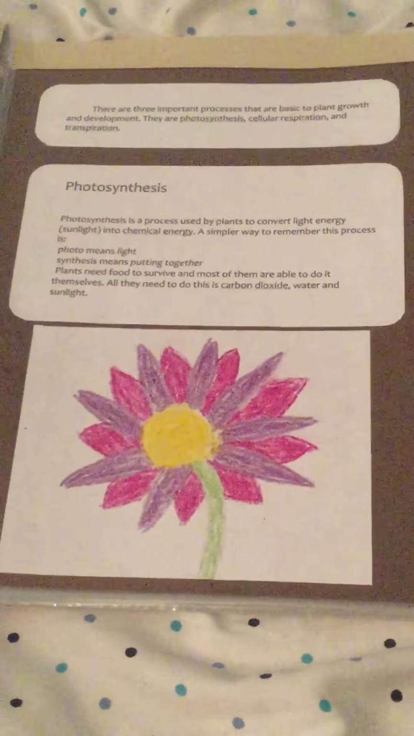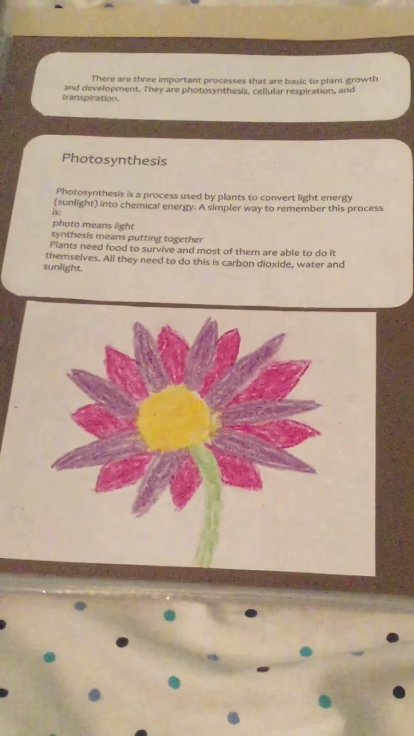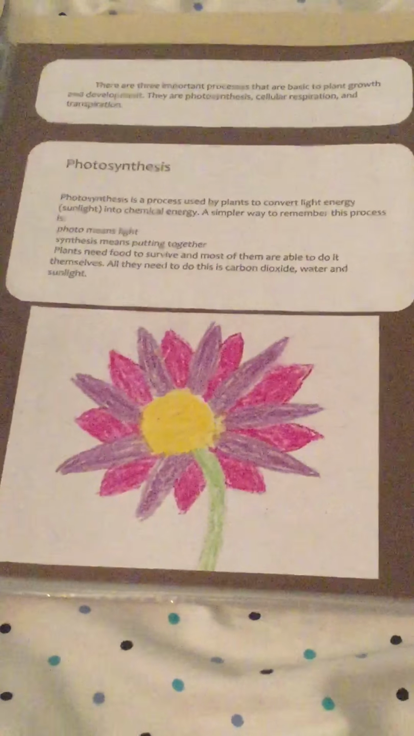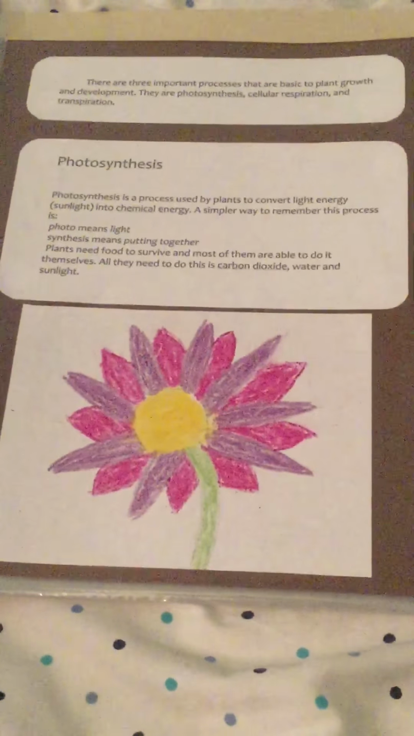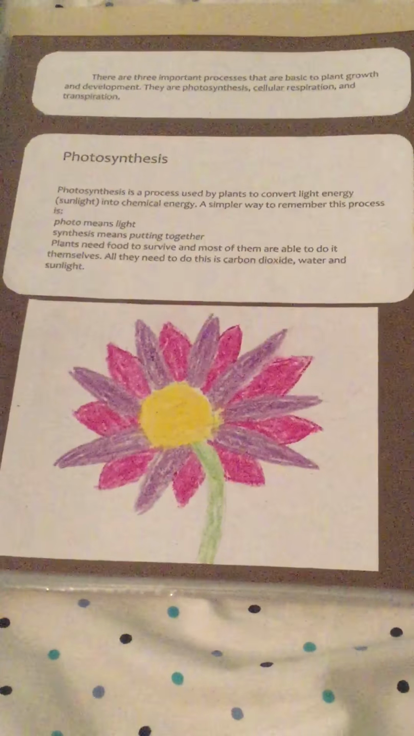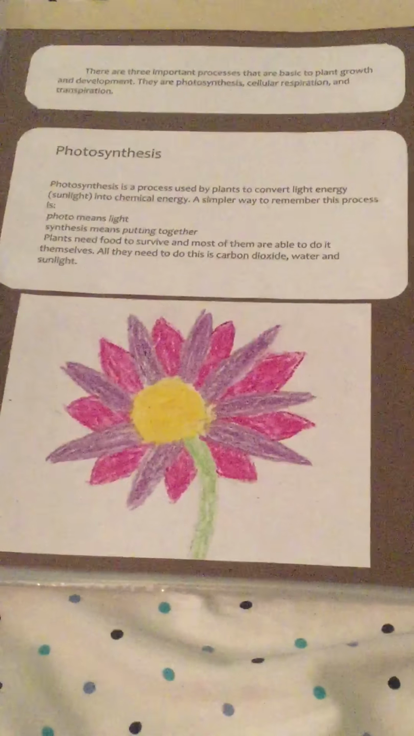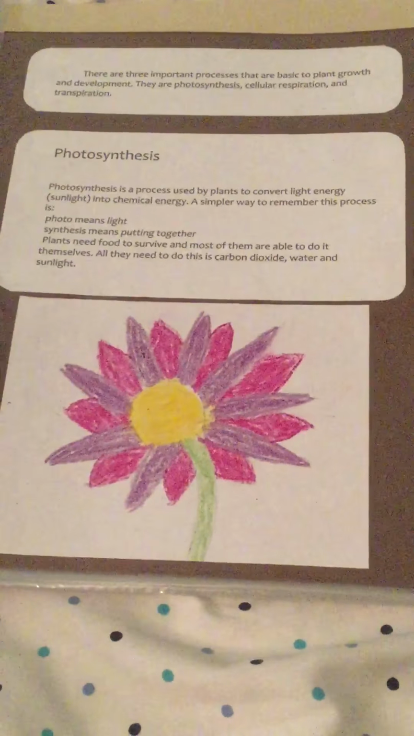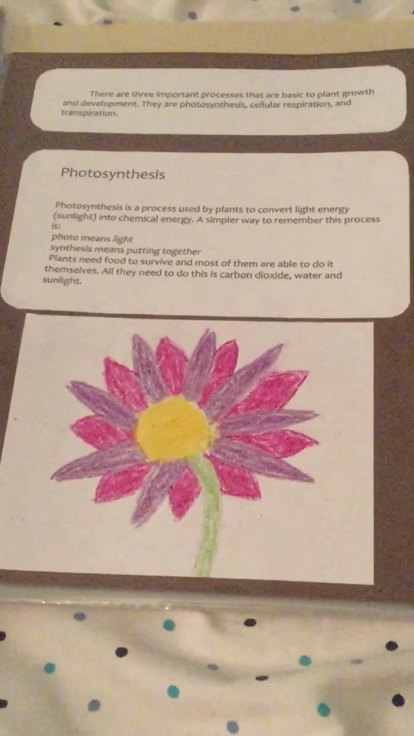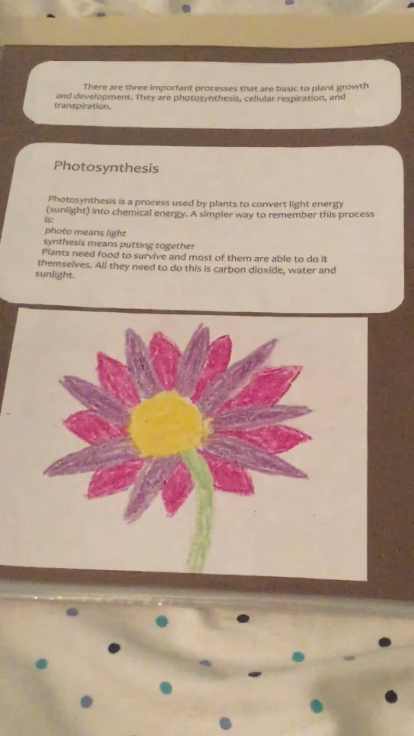There are three important processes that are basic to plant growth and development. They are photosynthesis, cellular respiration, and transpiration. Photosynthesis is a process used by plants to convert light energy, sunlight, into chemical energy. A simpler way to remember this process is: photo means light, synthesis means putting together. Plants need food to survive and most of them are able to make it themselves. All they need is carbon dioxide, water, and sunlight.